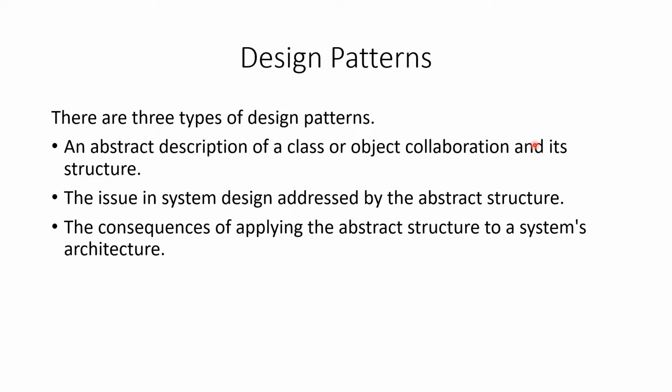Here we enter the topic design patterns. There are three types of design patterns here. First one is an abstract description of a class or object collaboration and its structure. Collaboration and its structure means the description is abstract because it concerns abstract design, not a particular design. And the second one is the issue in the system design addressed by the abstract structure.